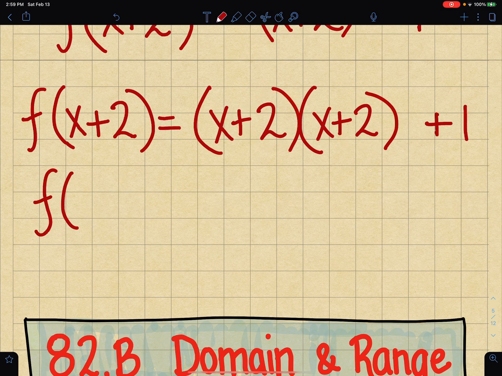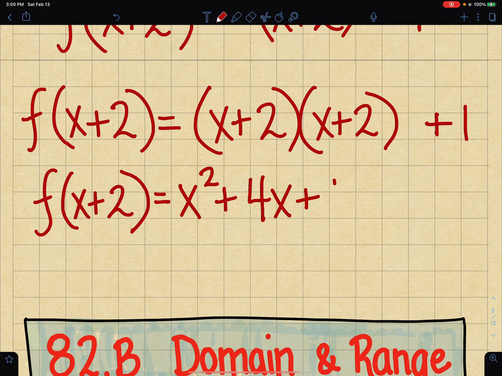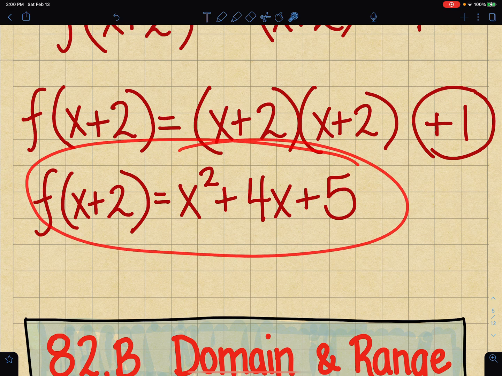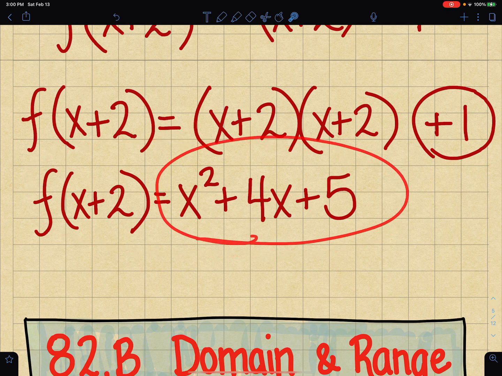So f of x plus 2, and we don't simplify this side, this is just defining what comes out of the vending machine. It's going to be first, outside, inside, plus last, and then we've got that plus 1 at the end, so don't forget about that. And then instead of writing plus 4 plus 1, I'm just going to change that to plus 5. And that is the final answer. Okay, this is what comes out of that machine.